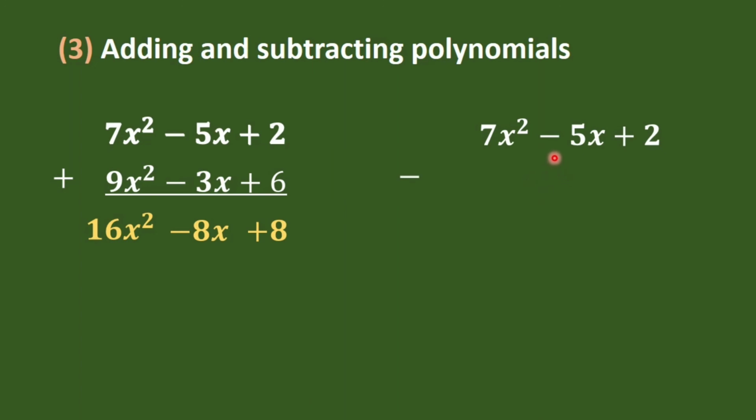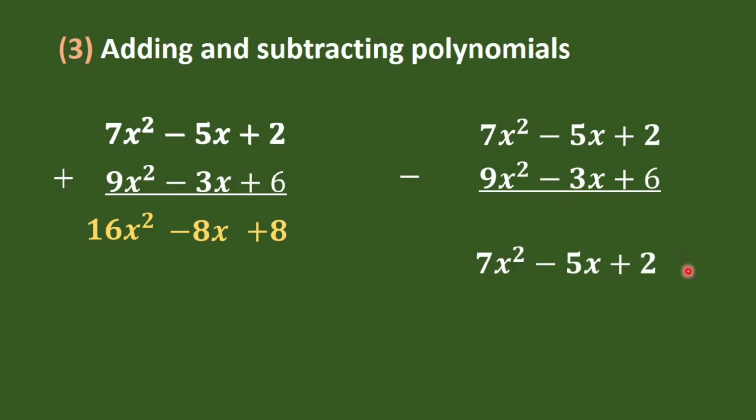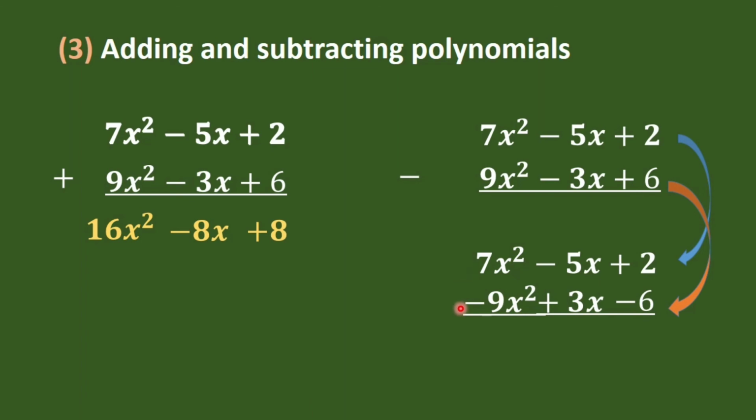Let's have this one. 7x squared minus 5x plus 2 minus 9x squared negative 3x positive 6. Copy the minuend. What we do for the subtrahend is change the sign. After changing the sign, we proceed to addition. So let's add: 7x squared plus negative 9x squared is negative 2x squared. Then negative 5x plus 3x is negative 2x. And 2 plus negative 6 is negative 4. That's the final answer.